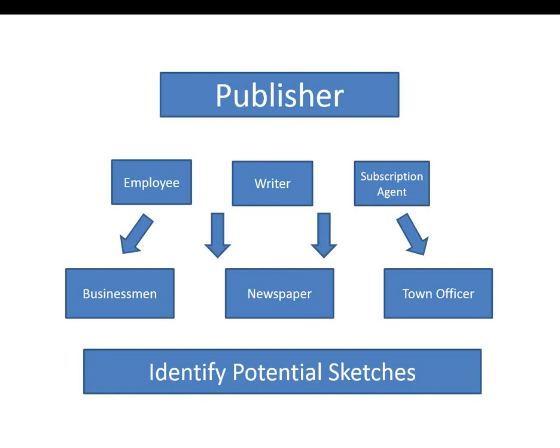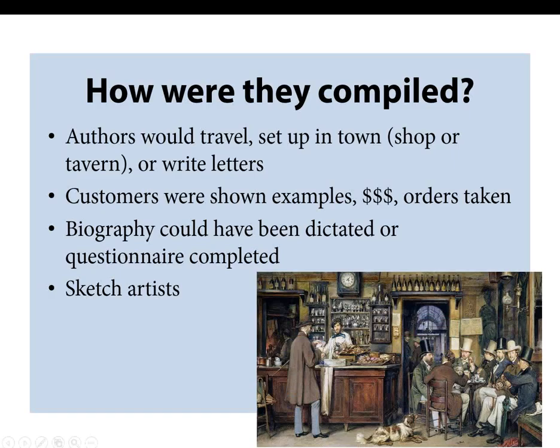So once all of those folks were identified, they would be contacted. The authors would travel to the town and they would set up shop in a tavern or in a post office or a shop, and they would write letters. So there were really two ways of doing it. One would be that they would go and actually interview people or collect questionnaires themselves, or they would write letters back and forth. Customers were shown examples of mug books that were done previously. They would take money from folks. The orders would be taken.